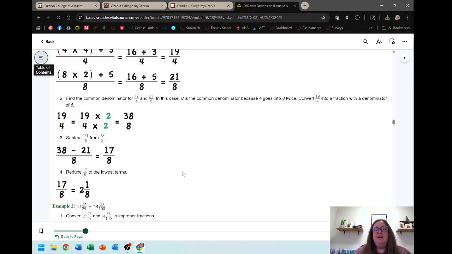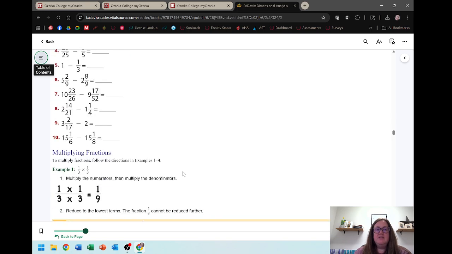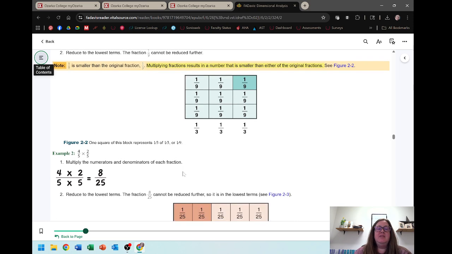We reduced that to lowest terms. 17 divided by 8 is 2. We had 1 remaining, and so that's 2 1/8. So then it gives you some practice subtracting, and then we get into multiplication of fractions.